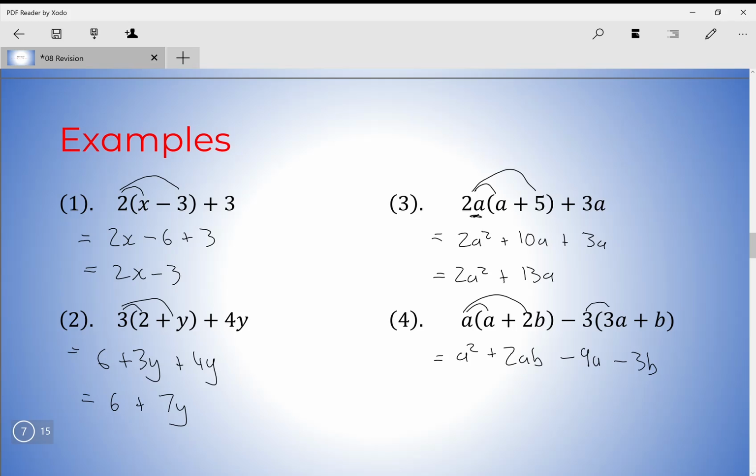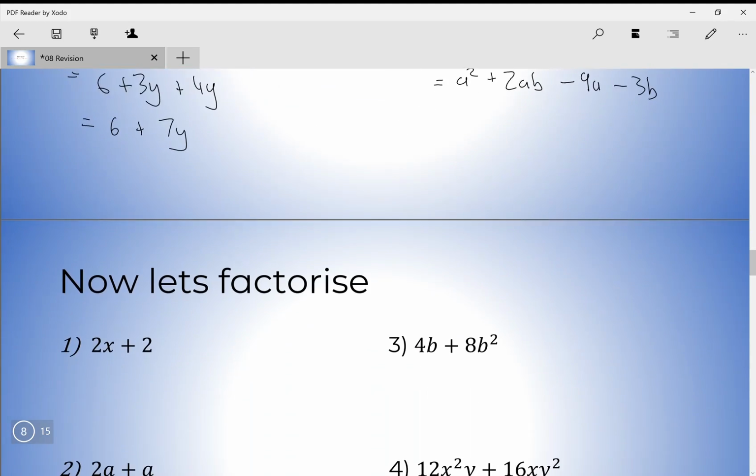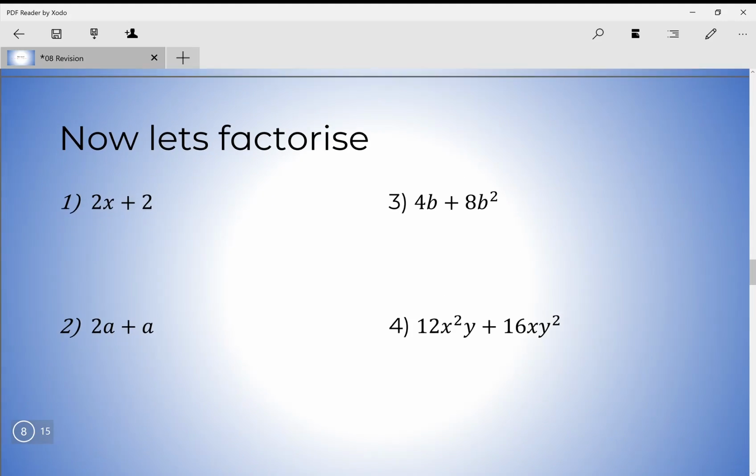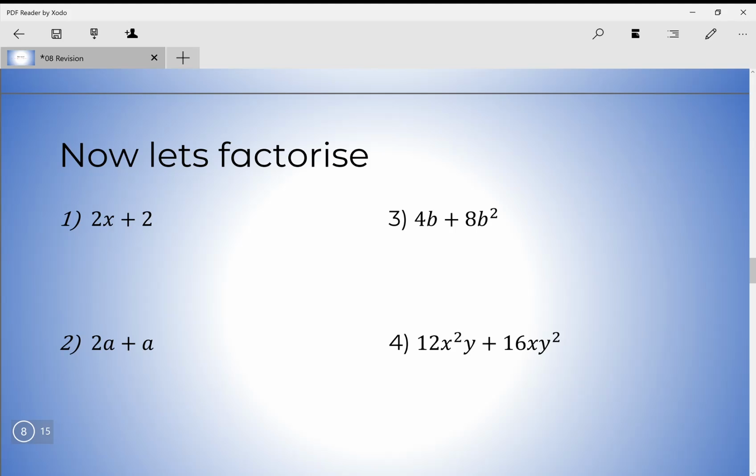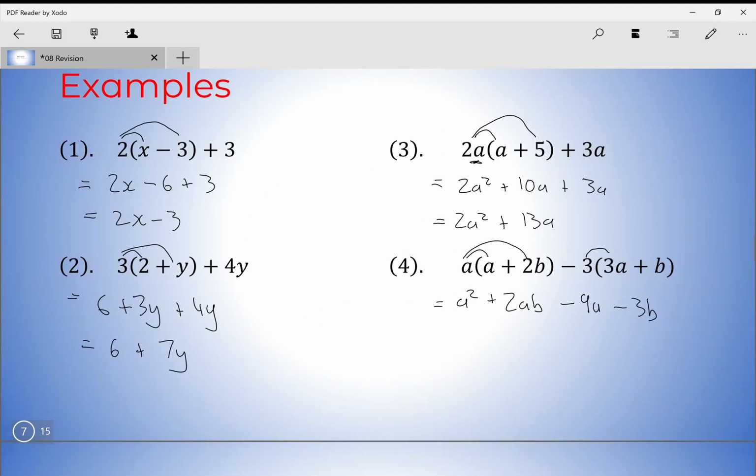Now, we can't actually collect any like terms here because none of these 4 terms are like terms with each other. So that's actually our final answer to that question. This is the last type of question we're going to come across here. And this is the opposite process of expanding the brackets.